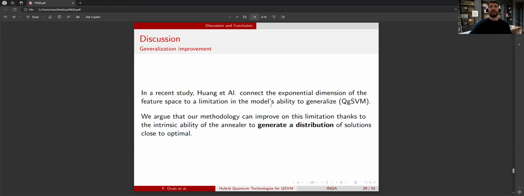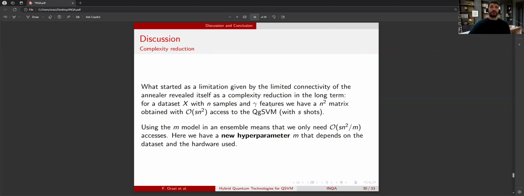One of these advantages can be found in a recent study where they connect the exponential dimension of the feature space to a limitation in the generalization ability of the model for the gate-based kernel. But by utilizing the annealer, we are able to generate a distribution of solutions that increases generalization, tackling this problem that the gate-based model has by itself.